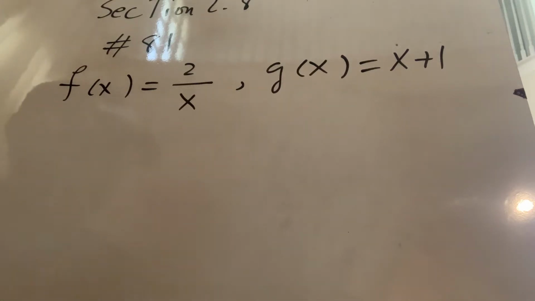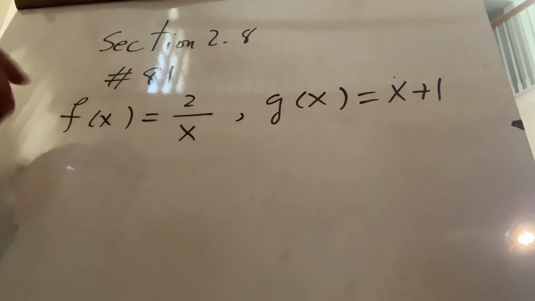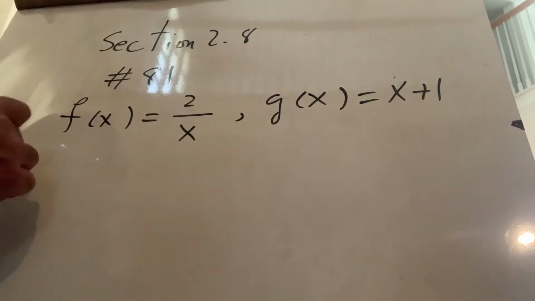Hi guys, there was another question from section 2.8, problem number 81. We're given the two functions, f of x is 2 over x, and g of x is x plus 1. They want us to find the composition.